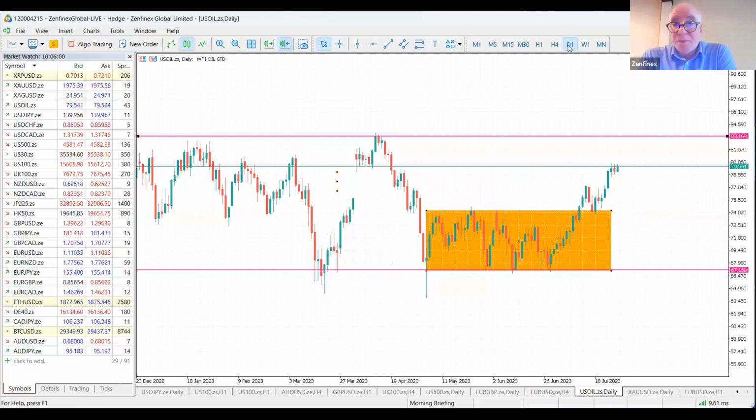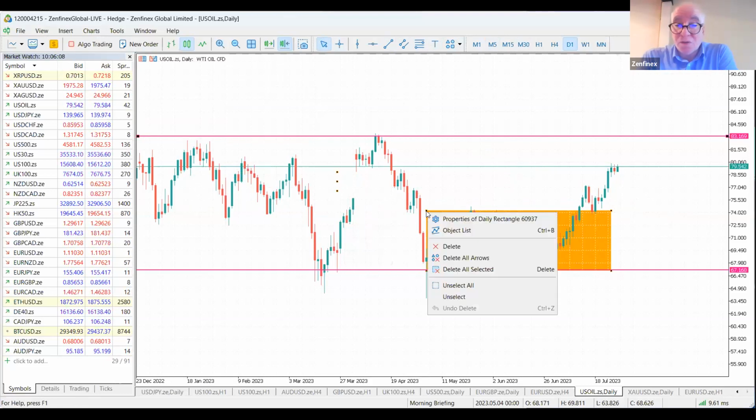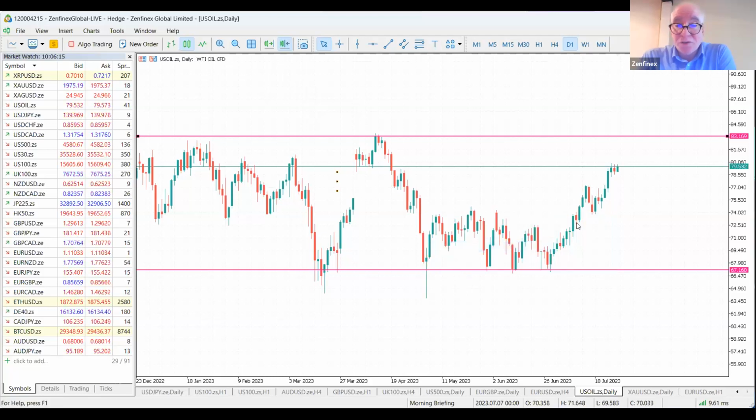So what do we have here from the daily perspective? Now I'm also going to get rid of this box here. We know where it is. We've seen it. Let's just get rid of it and then start looking at other things that might guide us in terms of A, direction, B, turning points. So clearly we have a turning point here. The support level here acted as a turning point.